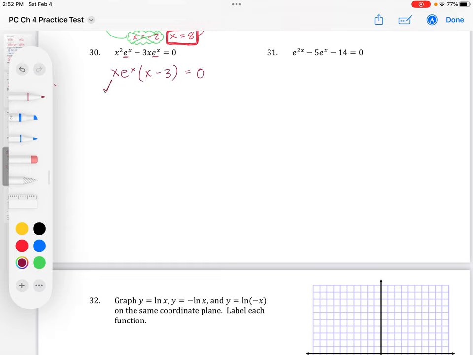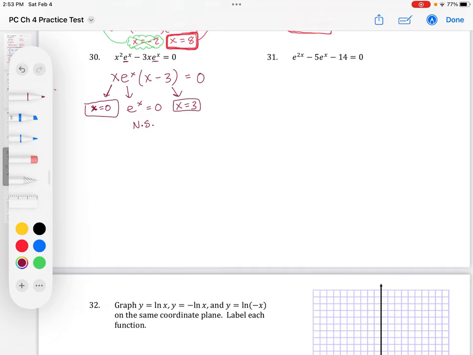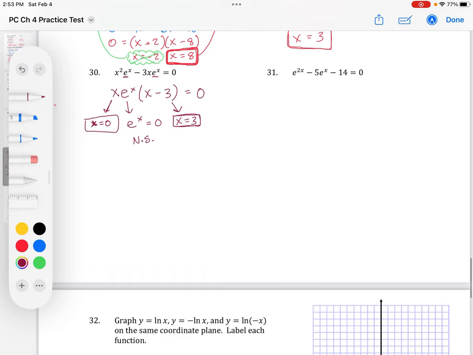Now you actually have 3 pieces here. This first one is x. So this is just going to be x equals 0. Hey, that's one of your solutions. This next piece is e to the power of x equals 0. So this part is actually going to yield no solution because there's no exponent that you can plug in to get 0. So this part does not give us a solution. And then the x - 3 factor is going to give us a solution of x equals 3. All right, so that is done. So we ended up with these 2 solutions, x equals 0 and x equals 3.